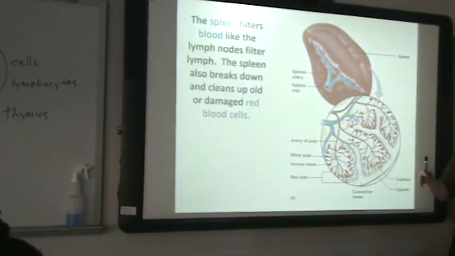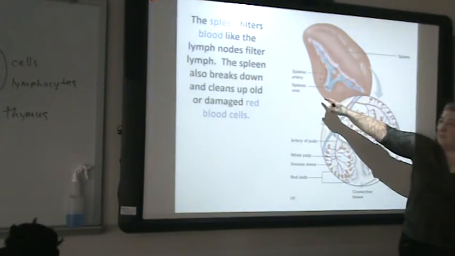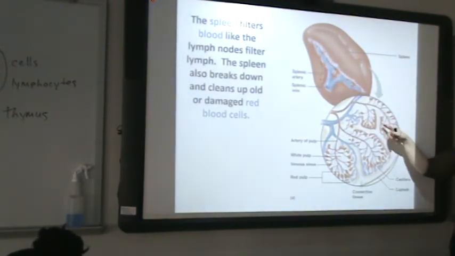How do we get new ones made if the spleen is taking out the old? Where do the new ones come from? Bone marrow. Good. So bone marrow is making red blood cells. Spleen is processing damaged ones.